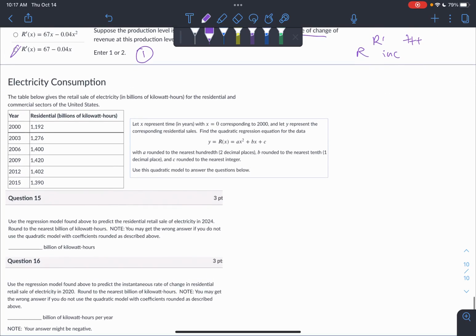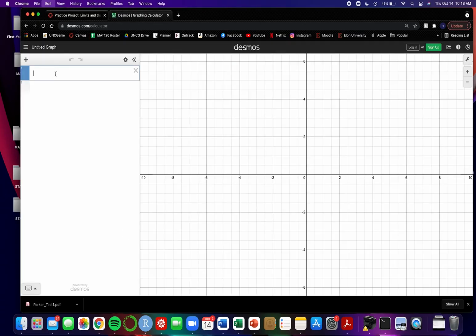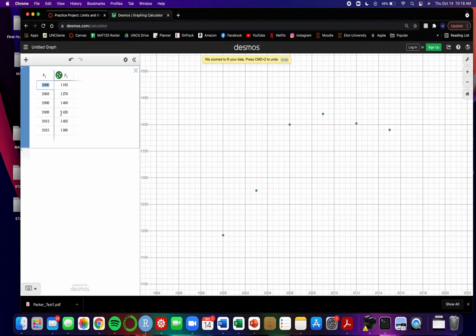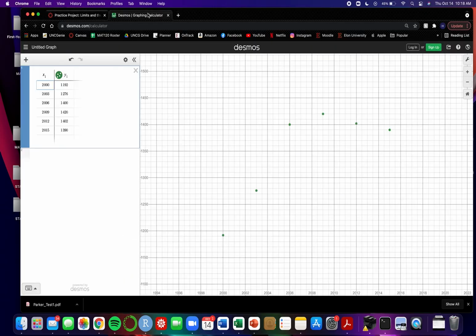All right, and for this last question, we have electricity consumption, and we want to build a quadratic regression equation for the data. So let me hop over to Desmos real quick and show you how to do that. So let me first grab my data. Again, let's just copy and paste it in, just a little trick. Let's go back to the prompt real quick though, because it says that x is the time in years with x equals 0 corresponding to 2000. So just a little hiccup here. We just need to subtract out 2000.